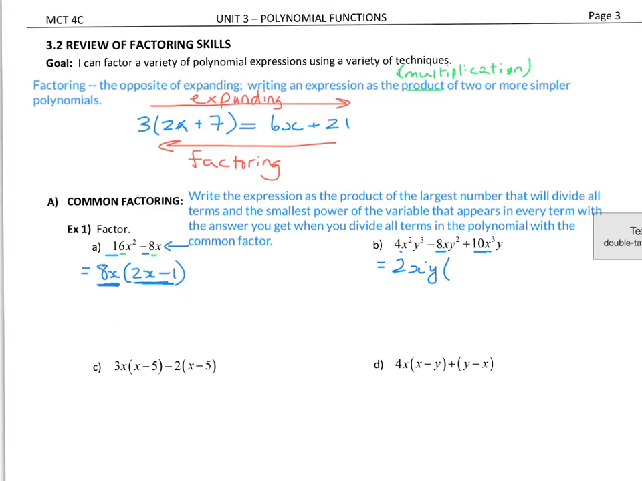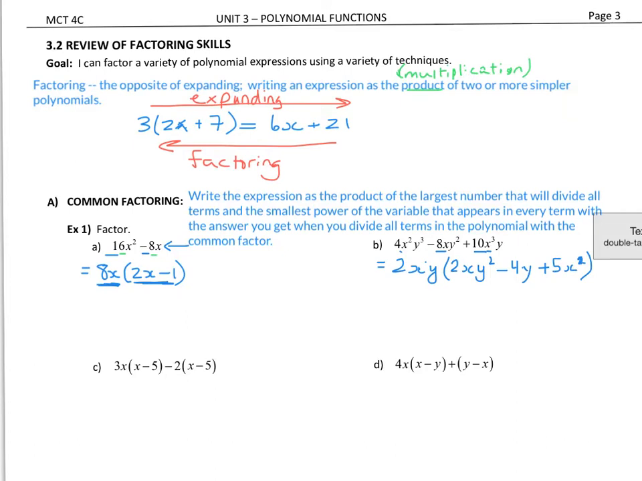Now I'm going to write in the bracket the answer I get when I divide every term by the 2xy. 4 divided by 2 is 2, x squared divided by x is x, and y cubed divided by y is y squared. We're going to need a minus. 4x divided by x, they cancel each other out, so there's no x's left. We've got a y, because y squared divided by y is just y to the 1, and then plus a 5. x cubed divided by x is x squared, and then y divided by y cancels out, so we don't need a y with that one. And that's the factored form of that one.